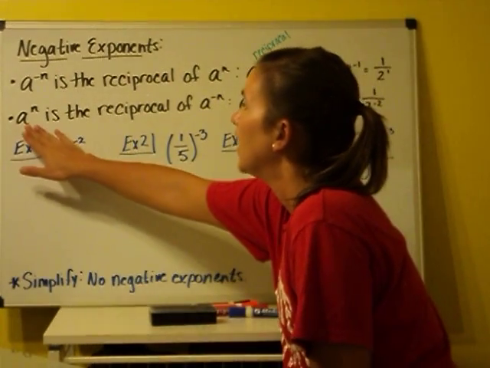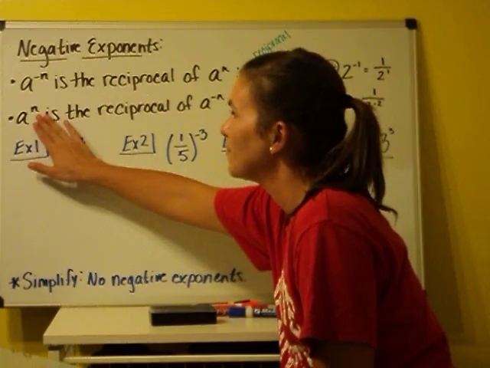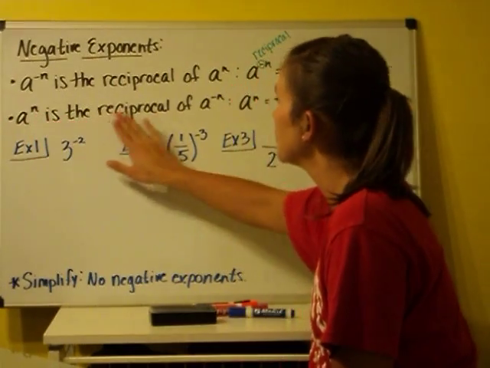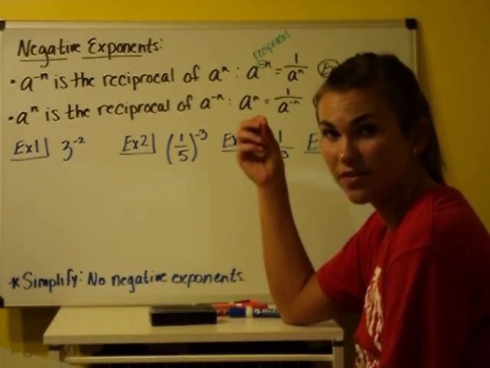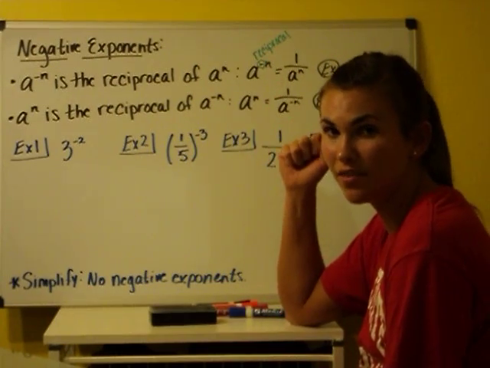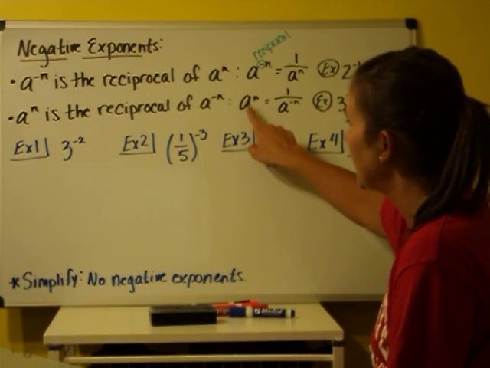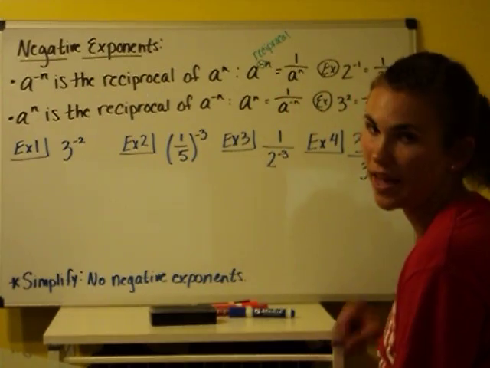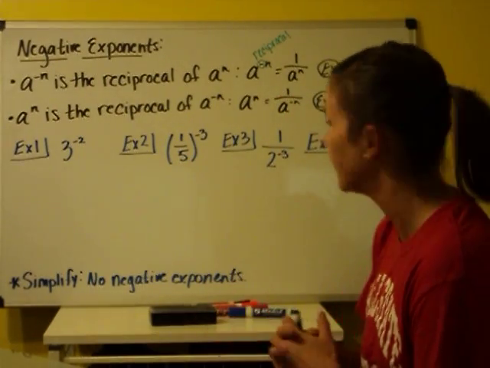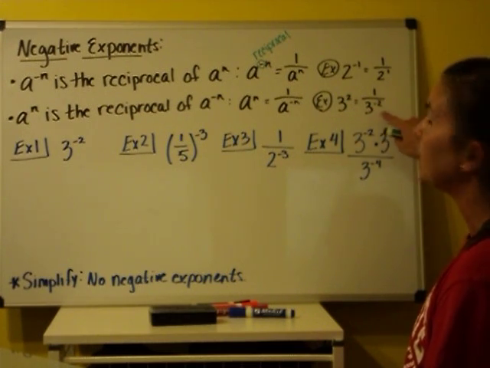Here it's just the same property, but in reverse. A to the positive n exponent is the reciprocal of a to the negative n. So if you have something that has a positive exponent and for some reason you want to make it a negative exponent, you would take the reciprocal of it. So a to the positive n is going to be the same thing as 1 over a to the negative n. They work in a pair. So 3 squared is the same thing as 1 over 3 to the -2.